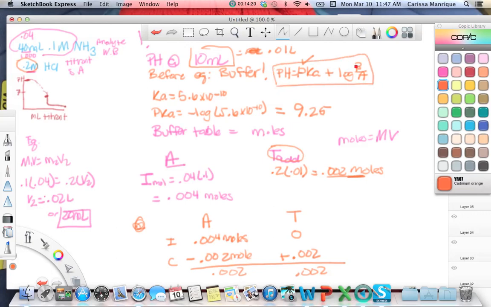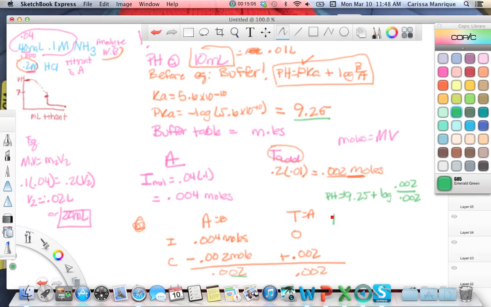So here's my Henderson-Hasselbalch equation. Okay, which one is my base, my analyte or my titrant? That is my analyte, because I wrote it down as a weak base. So this is my base, which would make this my acid. So now let's plug everything in. I have pH equals pKa, which I calculated is 9.25, plus log of my base moles, which is 0.002, over my acid moles, which is 0.002.